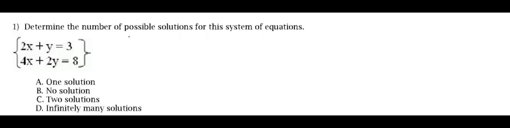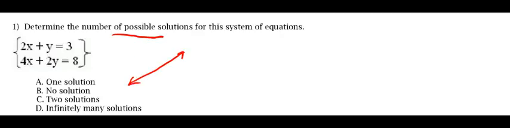This question asks us to find the number of possible solutions for the system of linear equations. These are linear equations, which means they're lines. The reason I know that is because the x and the y are to the first power. If they were the second power, they'd be quadratics, but they're not. With linear equations, two lines can have three different things happen.